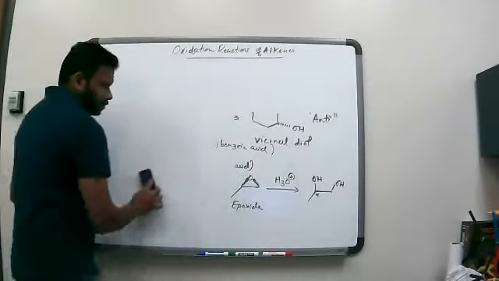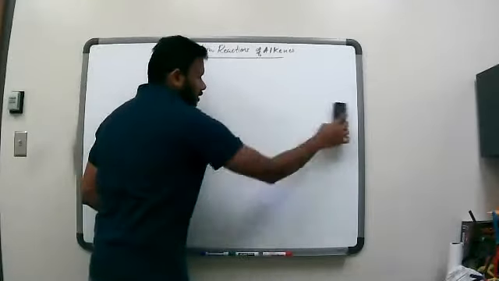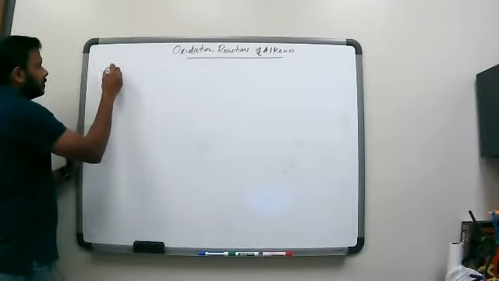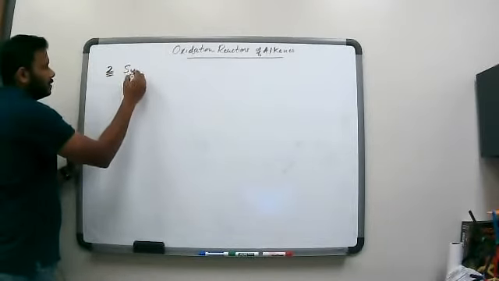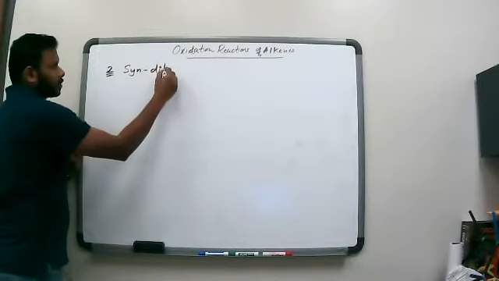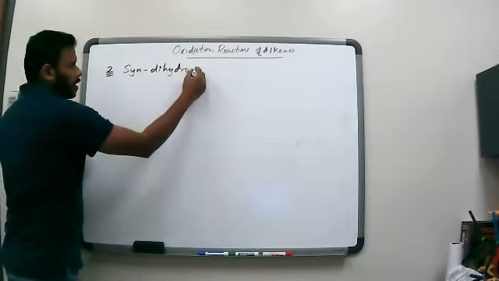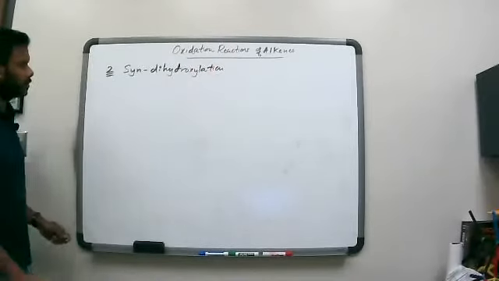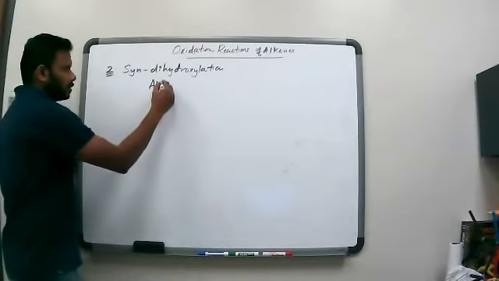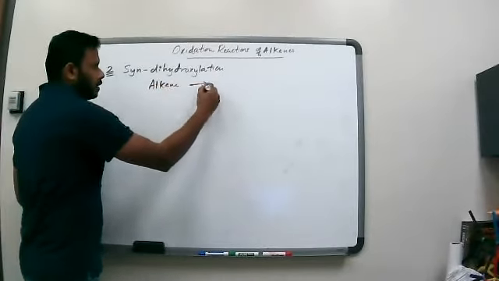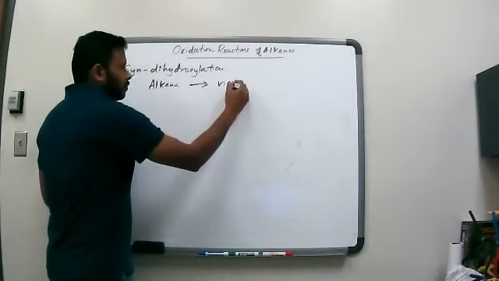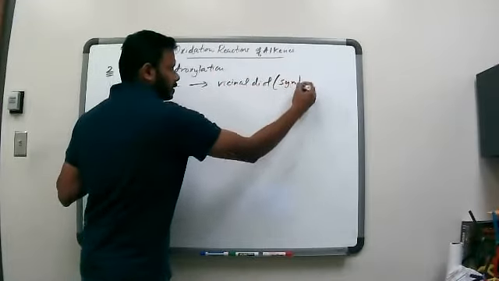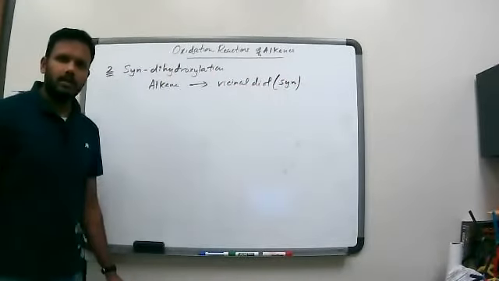And it can be used for making the anti-dihydroxylated product. Now, the second reaction that we're going to see is a Syn Dihydroxylation. Okay, how do you do a Syn Dihydroxylation on an alkene? What this does is it converts an alkene into a vicinal diol again, but in this particular case, it is going to be a syn diol.